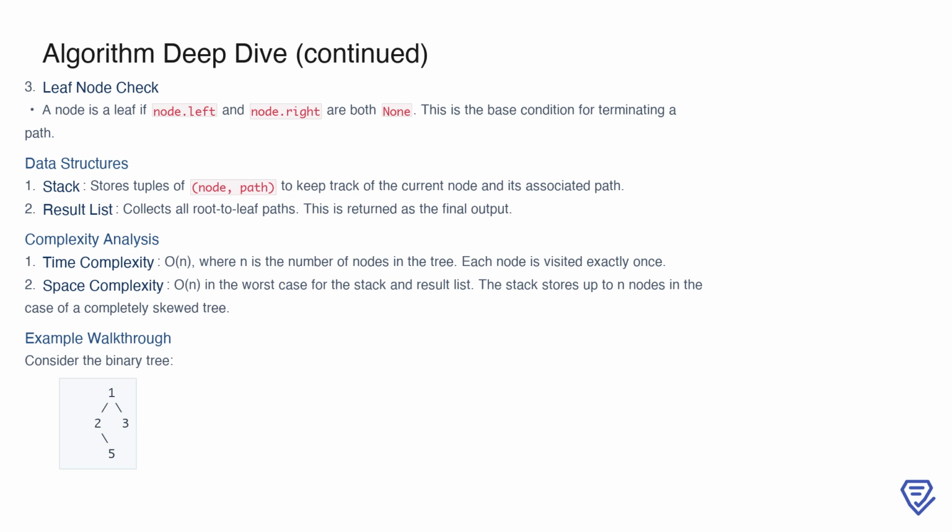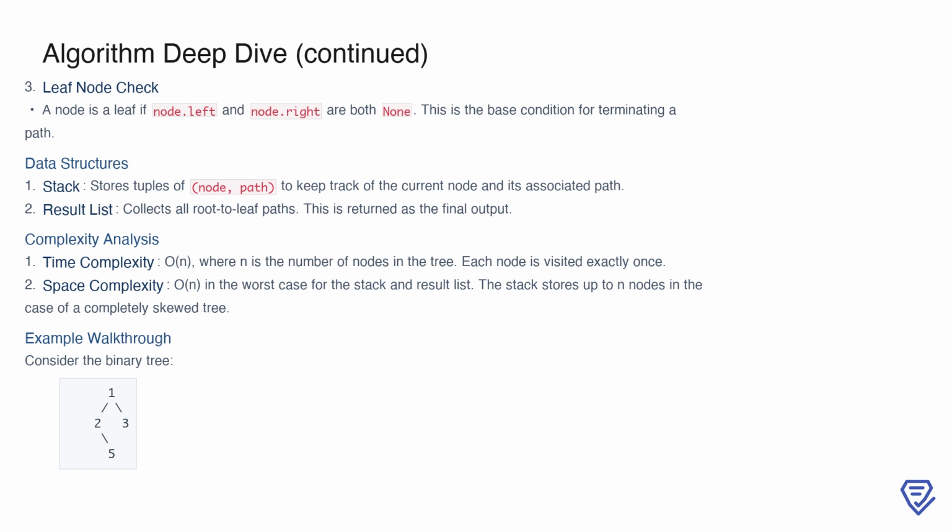By pushing the right child first, we ensure the left subtree is processed first, maintaining the traversal order of recursive DFS. Additionally, we determine whether a node is a leaf by checking if both its left and right children are null. This condition forms the basis for terminating a path. The main data structures we use include the stack, which keeps track of nodes and their associated paths, and the result list, which collects all the completed paths.